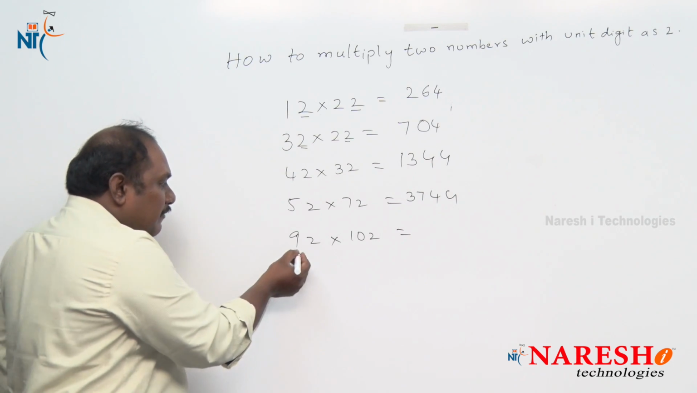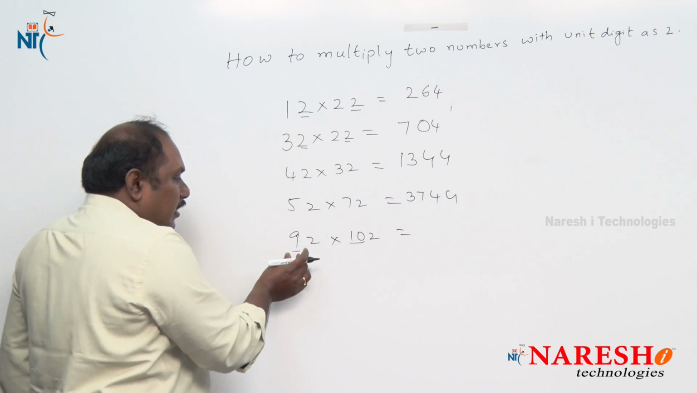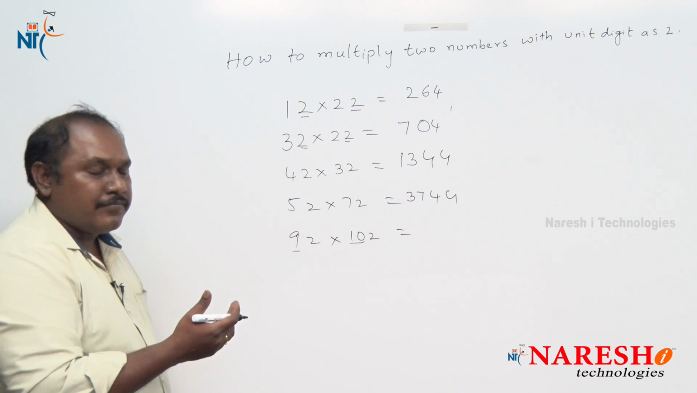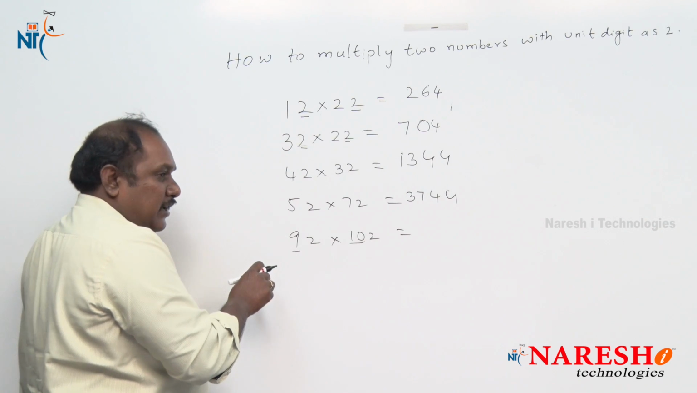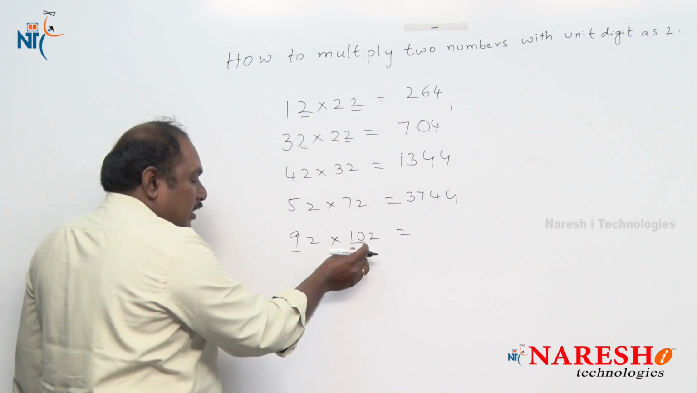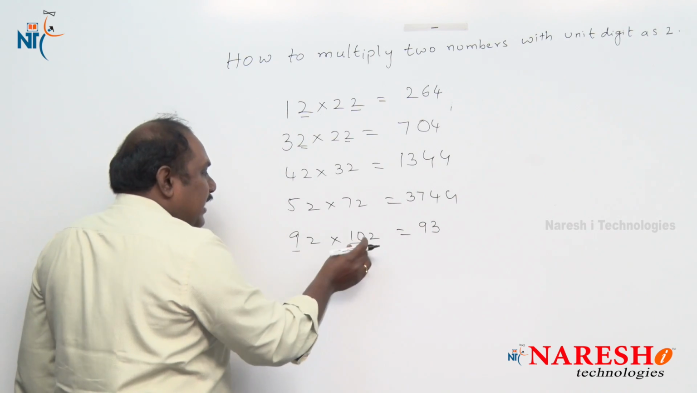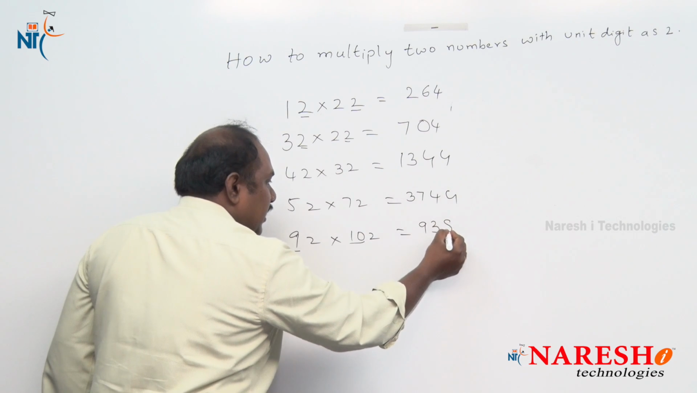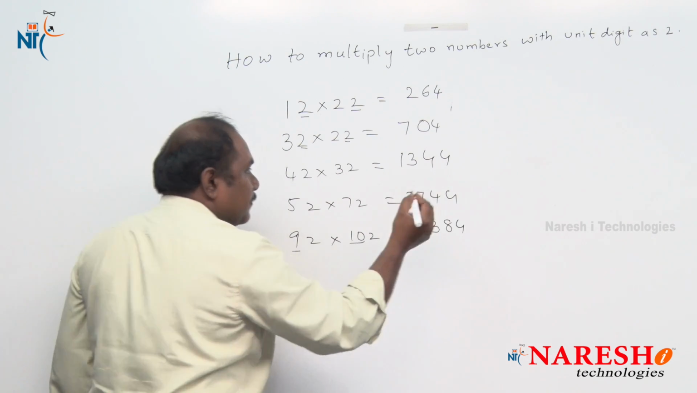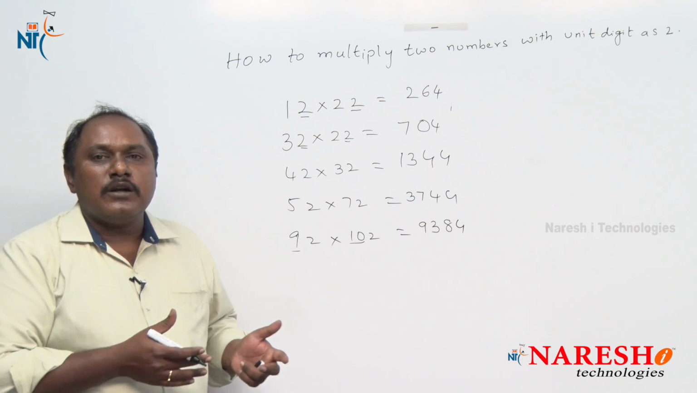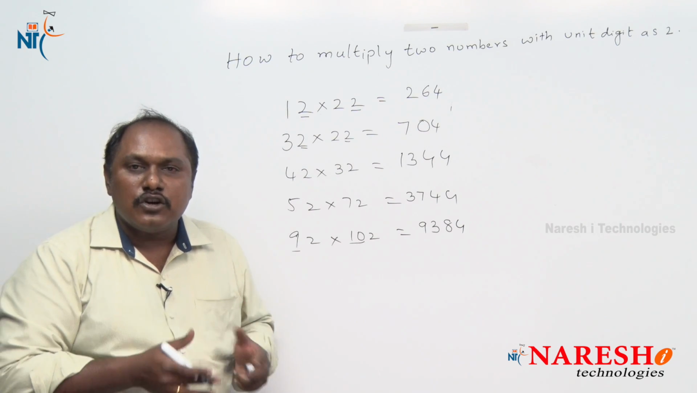Once again, let's check here. Now here I have 9 and 10. 9 plus 10 is 19 and if I double it, it is 38. So there is a carry of 3. So 9 into 10, 90 plus 3, 93, and 19 if I double it, the unit digit is 8, 2 into 2, 4. Now this is the technique you can apply to multiply two numbers with unit digit as 2.